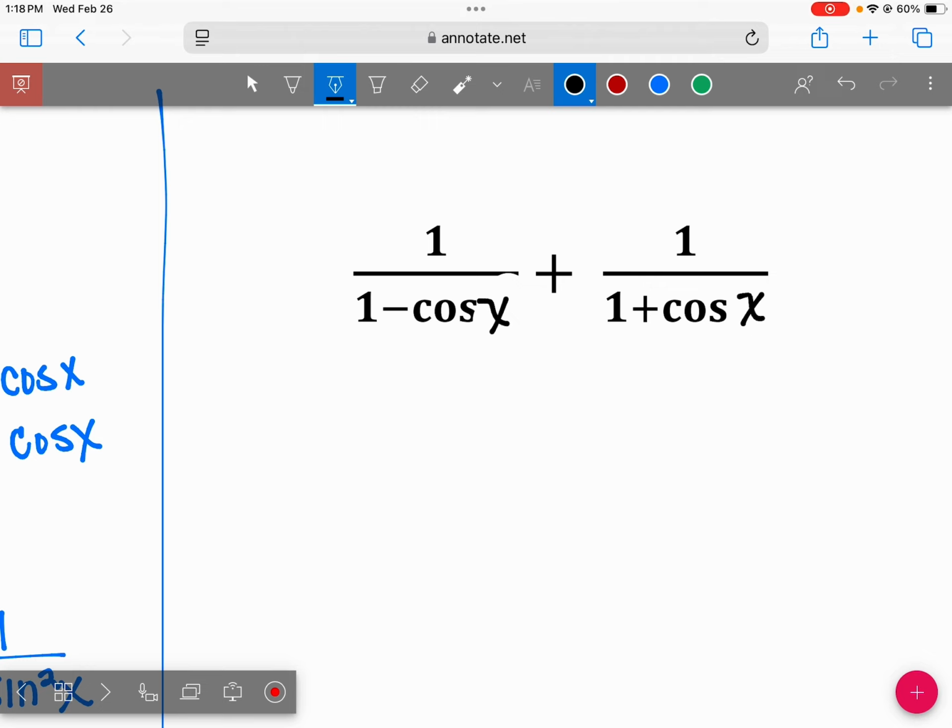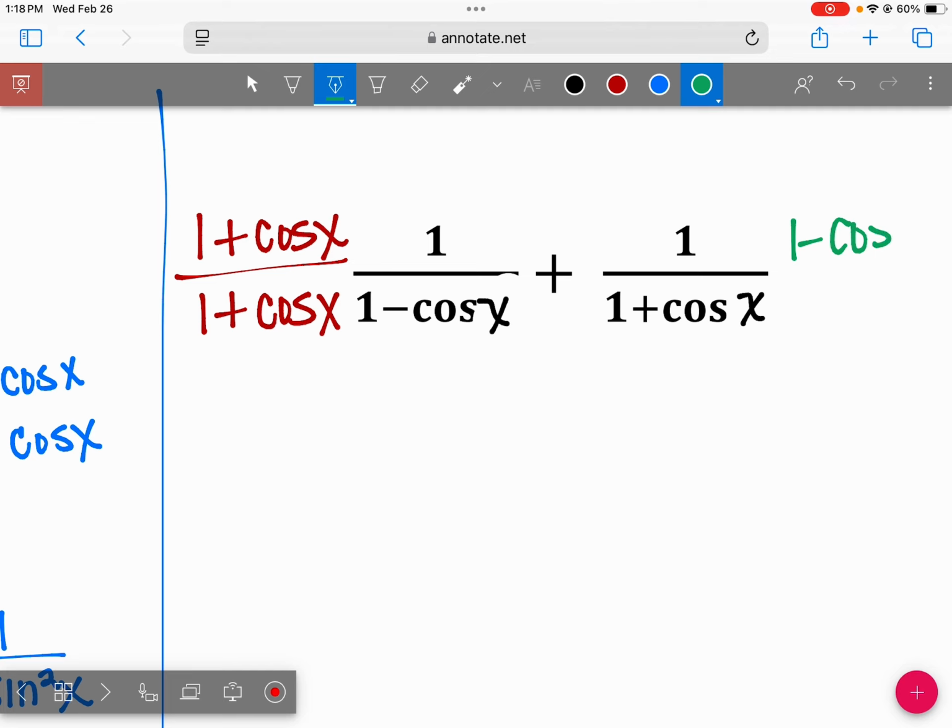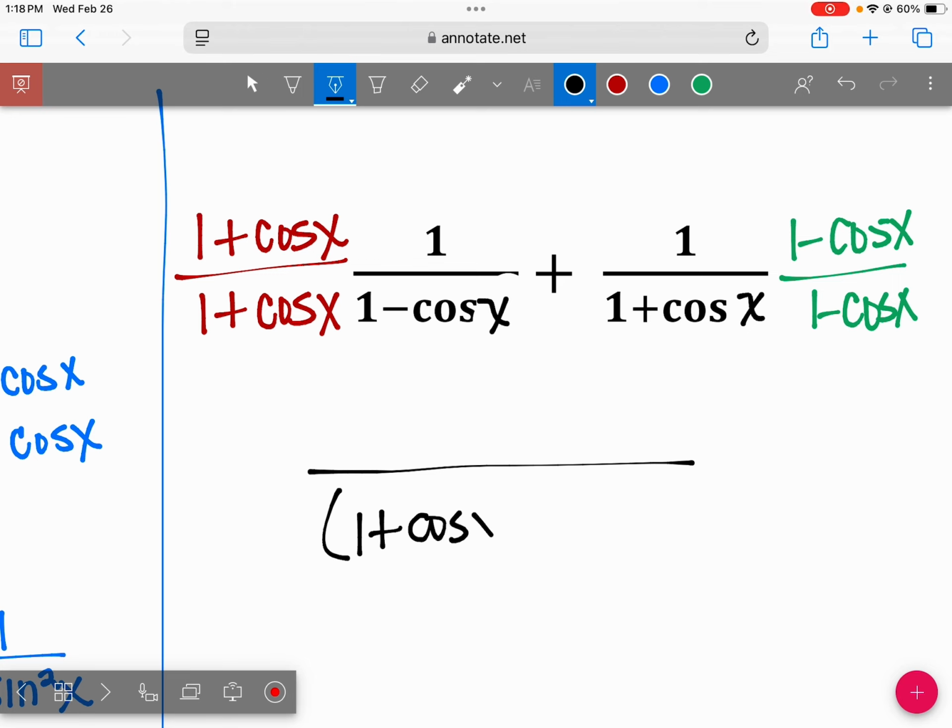All right, so we need a common denominator again. So I'm going to multiply this fraction top and bottom by 1 plus cosine, because you have to have a common denominator to add fractions. Period, point blank. And this other fraction I'm multiplying by 1 minus cosine. So my denominator is 1 plus cosine times 1 minus cosine. We'll deal with that in a second.